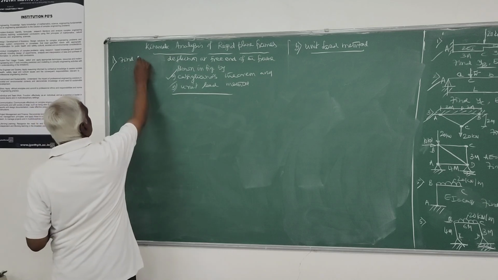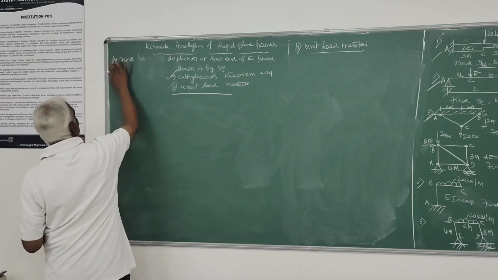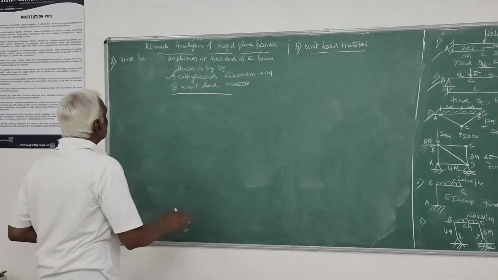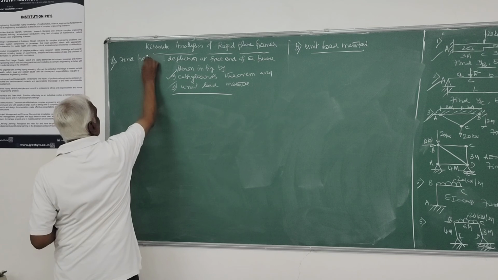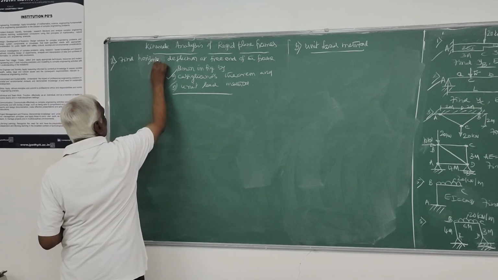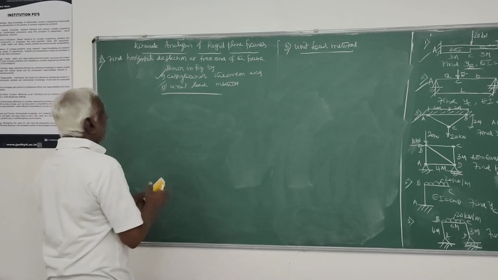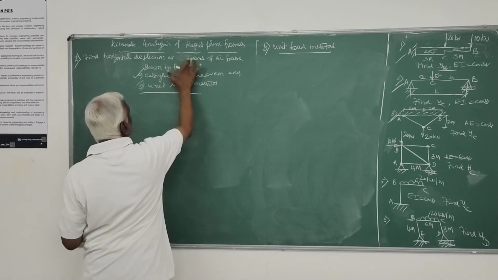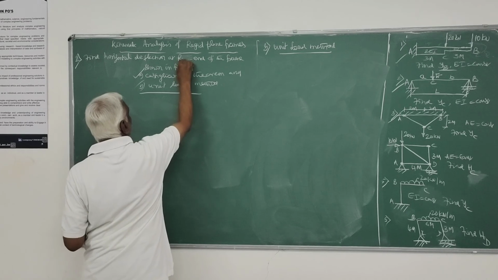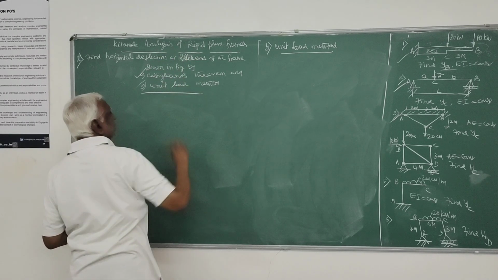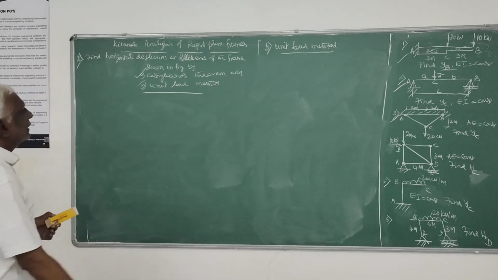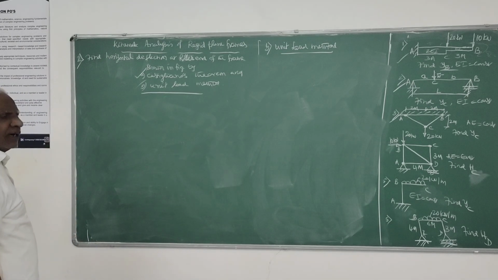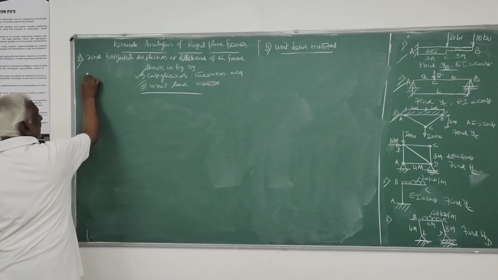Horizontal deflection. Second problem, or that is sixth problem or whatever it is, in continuation: find horizontal deflection at the roller end, not the free end, of the frame shown in the figure by Castigliano's theorem and unit load method.